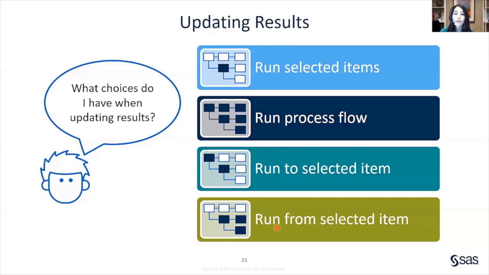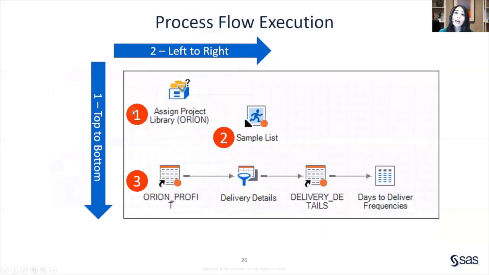Now let's say you choose to run the entire process flow. If you have a lot of different objects in there, you might be wondering, in what order do these objects run? Well, let's take a look here. By default, your objects in the process flow will execute in order of top to bottom and then left to right. What that means is that objects that are closer to the top of the process flow will run first, and if there are objects that are in the same horizontal position, objects that are to the left are going to run before objects to the right.